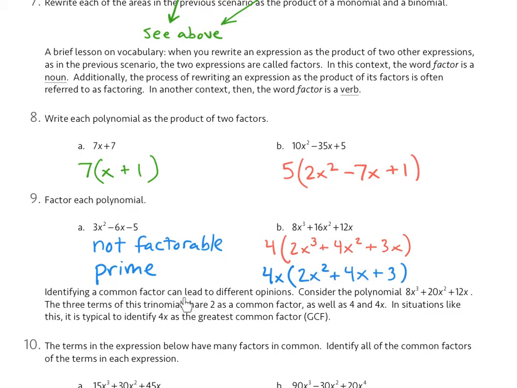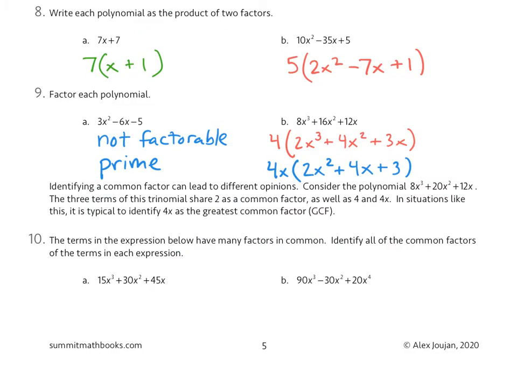Identifying a common factor can lead to different opinions. Consider the polynomial 8x cubed plus 20x squared plus 12x. The three terms of this trinomial share 2 as a common factor, as well as 4 and 4x, and even 2x if you want to add that in there. In situations like this, it is typical to identify 4x as the greatest common factor, GCF.